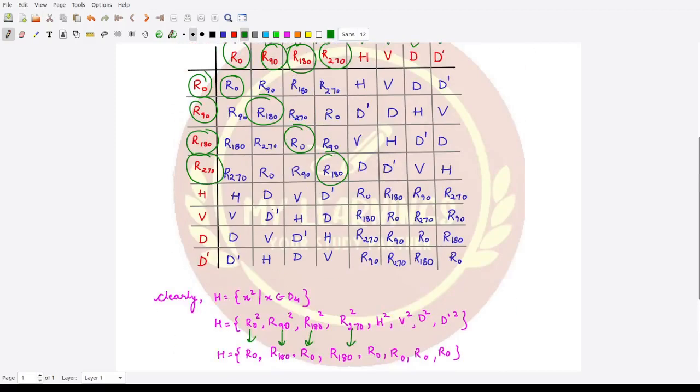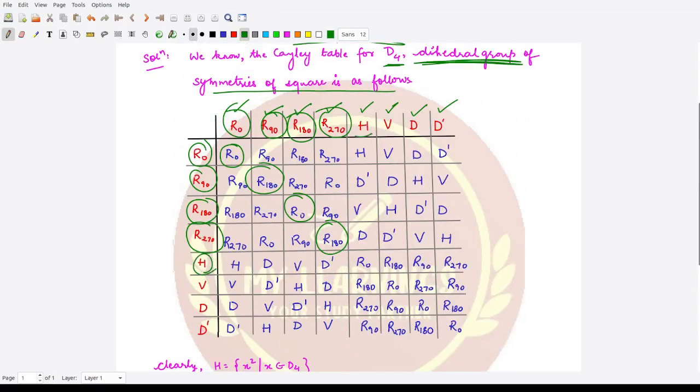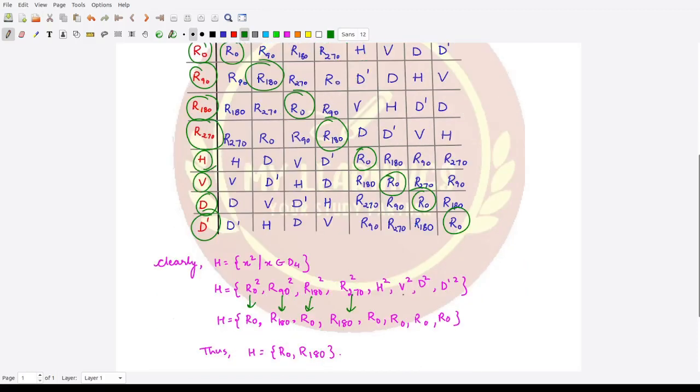Similarly, for the other elements, H composed with H is what? It is R0. V composed with V is what? It is again R0. D composed with D is again R0, and D dash composed with D dash is again R0. So you can write down each of them as R0. Basically in the set we do not have to write the elements repeatedly, so we will take only the unique entries, which are R0 and R180. So this becomes your set H.